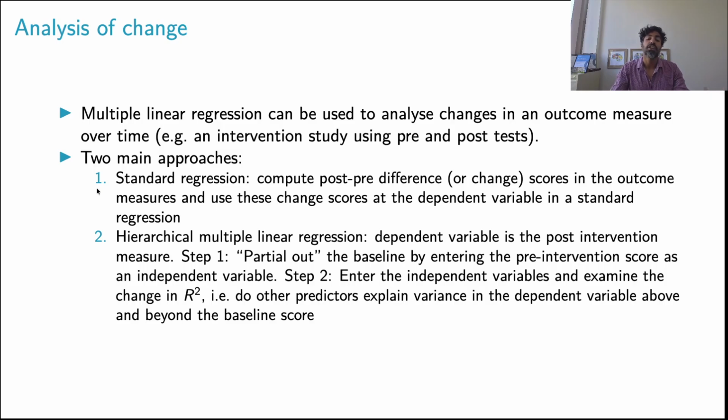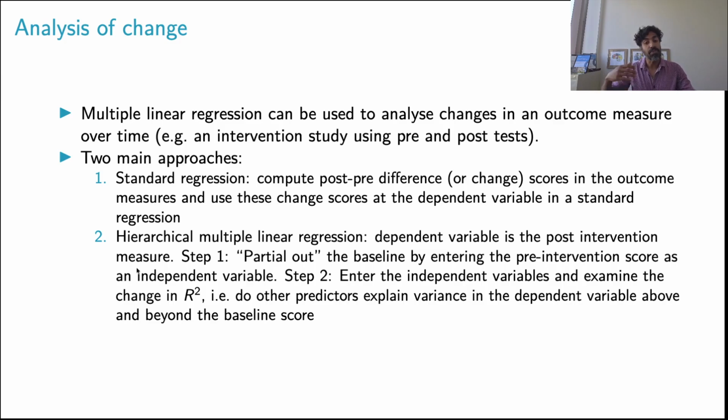multiple linear regression. You can also do a hierarchical multiple linear regression model where the dependent variable isn't, in this case, the difference between the two, but it's actually just the final score, like the post-intervention measure. And in step one, you partial out the baseline by entering the pre-intervention score as the independent variable. So you actually have the pre-intervention score, so baseline, as the independent variable, and the follow-up score as the dependent variable. And then in step two, you enter the independent variables and examine the change in R squared.